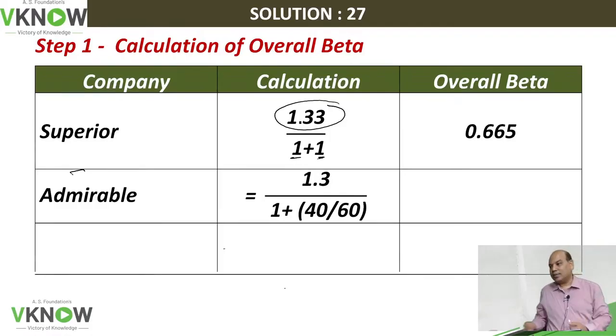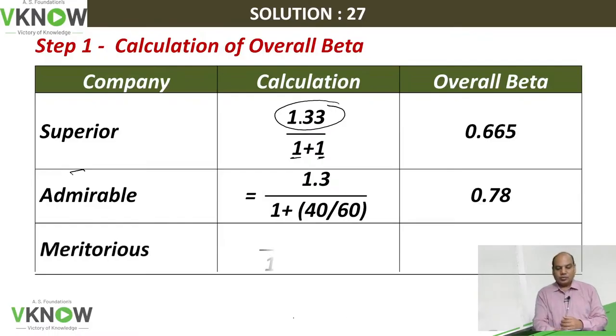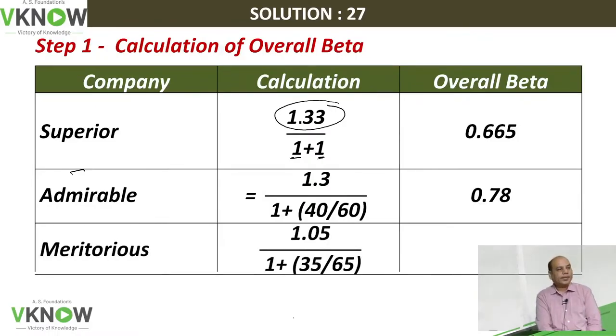Come on, reply. Admirable overall beta, please reply. After solving it, you will get 0.78. Check the answer. Is 0.78 right? Okay, next, Meritorious. 0.78 is right. Very good.